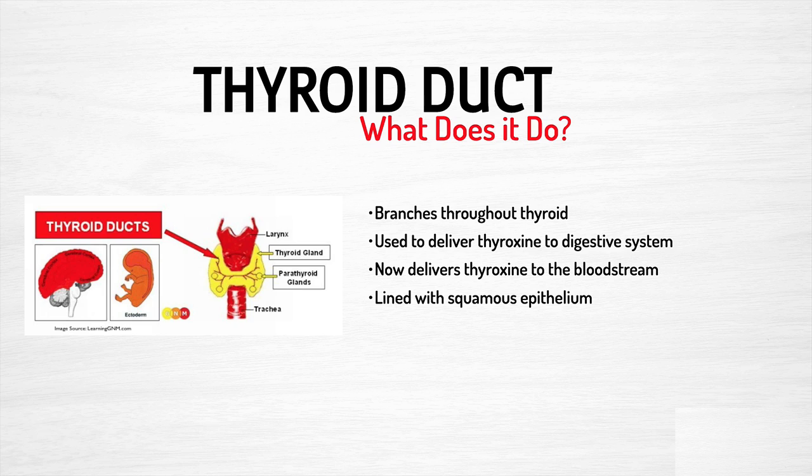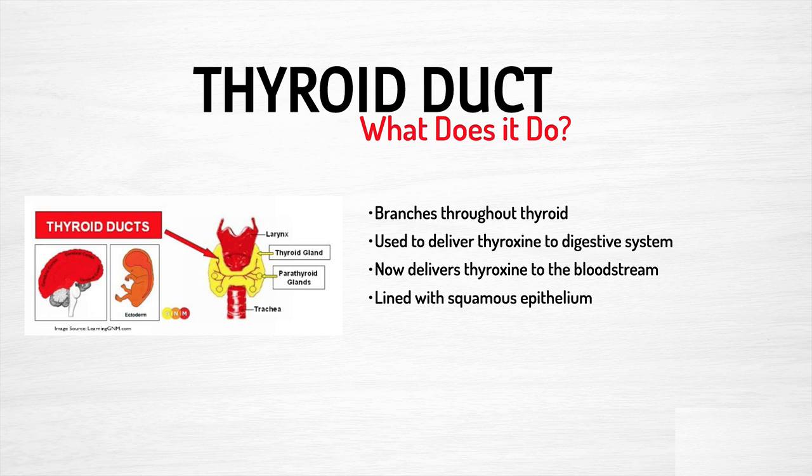And the red is the ectoderm. And the ectoderm is the newest germ layer, and that is controlled from the area of the cerebral cortex. So it's the youngest part of the brain and the newest development of tissue. So the thyroid duct branches throughout the thyroid. It's used to deliver thyroxine to the digestive system, like we mentioned before.